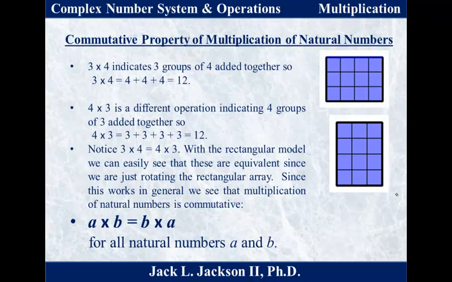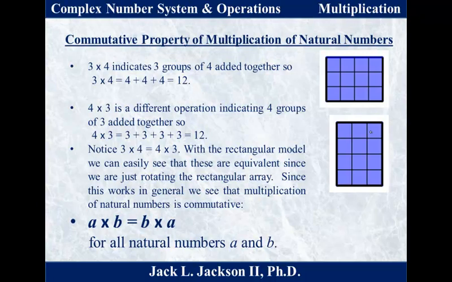Well, it's not too surprising to see that 3 times 4 has got to be the same as 4 times 3, because when you look at these two rectangular arrangements, you can see that they're really the same size and shape. What's happened is you just take the first one and rotate it 90 degrees and you get the second one. So these two shapes are the same shape. They're congruent shapes. They have the same area. And so 3 times 4 must be the same as 4 times 3.